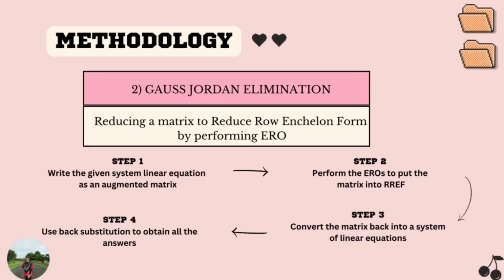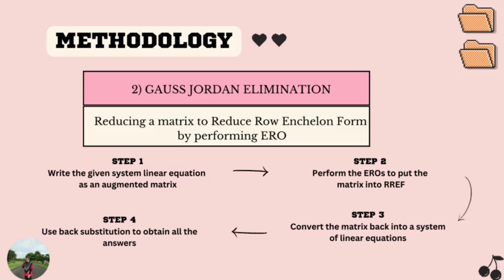The second method is Gauss-Jordan elimination. Gauss-Jordan elimination is reducing a matrix to reduced row echelon form (RREF) by performing ERO. There are 4 steps in using this method.